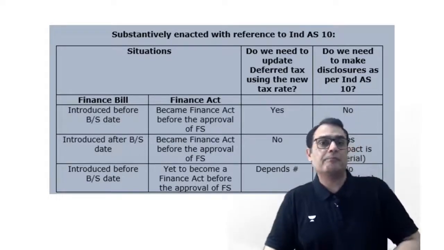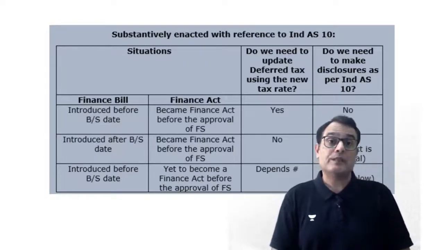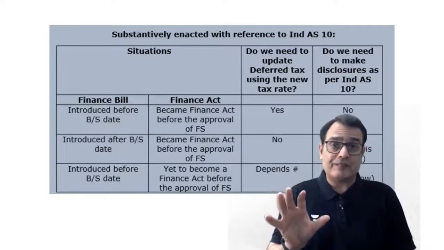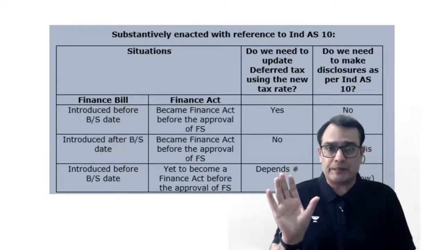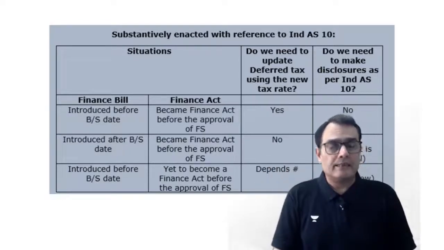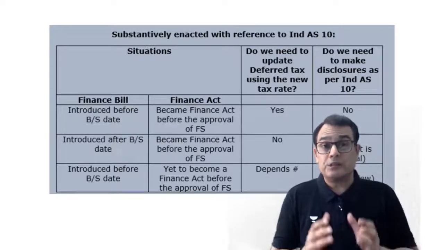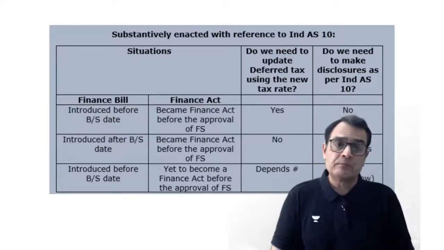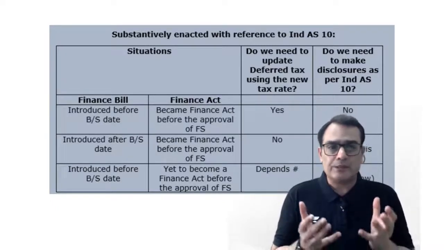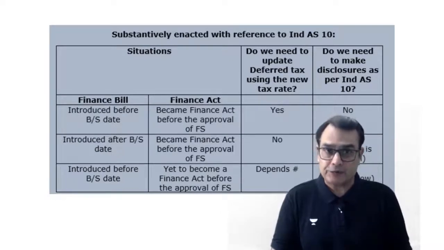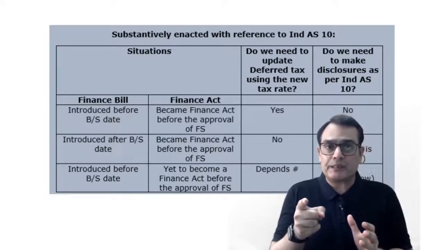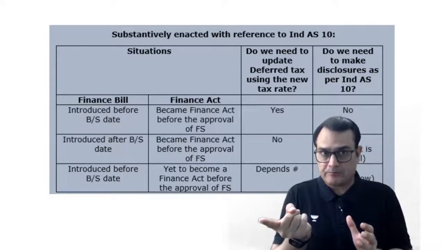That means, let's say, for example, the financial year is 21-22. Now, it is possible that by 31st March 22, the Finance Bill came before 31st March 22 and it became a Finance Act before 31st March 22. Then, of course, I will consider the tax rate which has been enacted in the Finance Act. But there could be certain other permutation combinations which could arise. And then the question arises, what is going to be the substantially enacted tax rate? Now, if you look at the first combination, let's say the Finance Bill was introduced before the balance sheet date. And that means what?